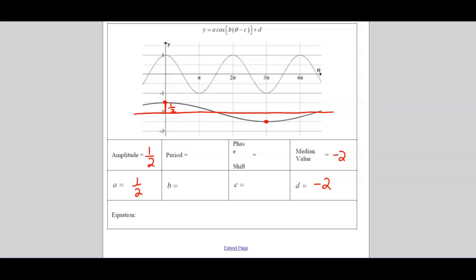So here, this length, that's starting at 0 to 3 pi. So this is 3 pi. So our period is going to be 6 pi. This is half a period, half a cycle. So our B value is... remember, B is 2 pi divided by the period. And your B is 1/3.